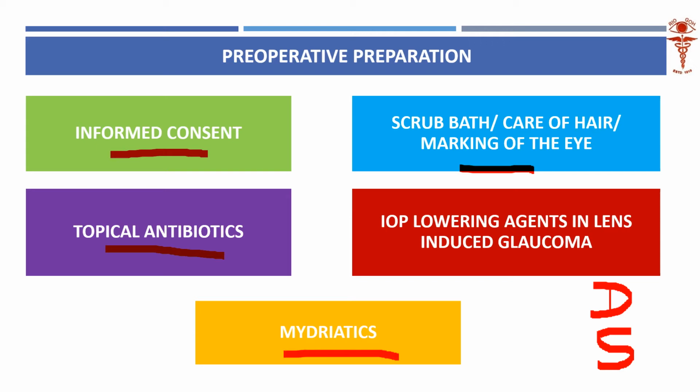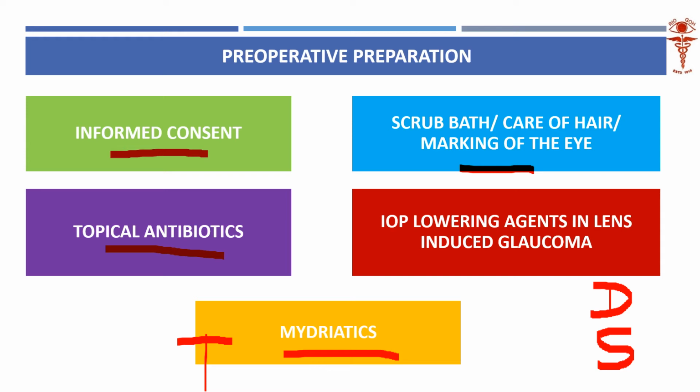Mydriatics, there is a necessity to use tropicamide plus. Tropicamide plus is the usual mydriatic which is used in most of these patients. This tropicamide plus should be started at least an hour before surgery and applied 2 or 3 times, so that it dilates the pupil very well.